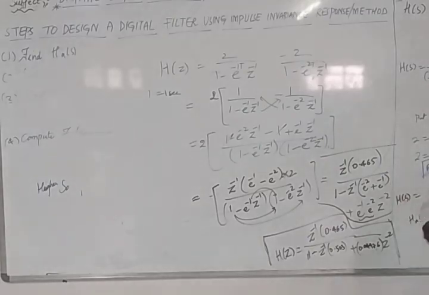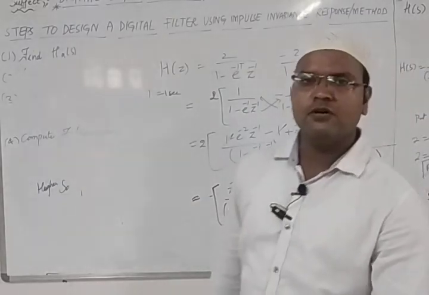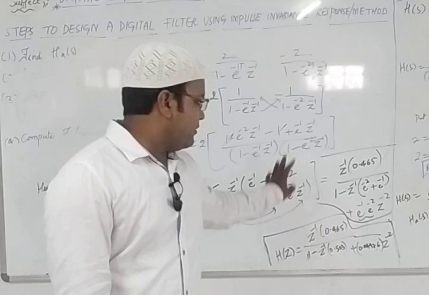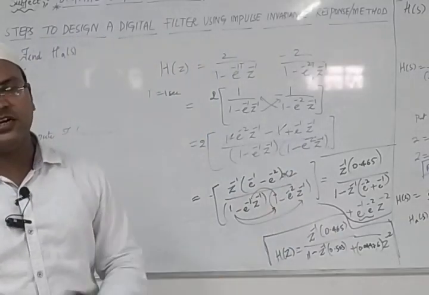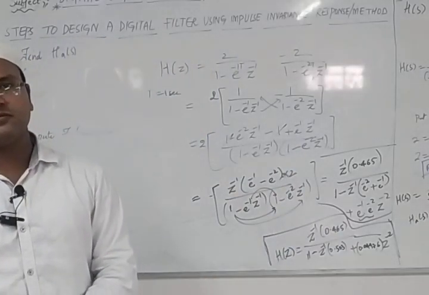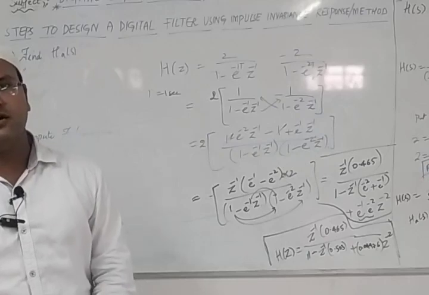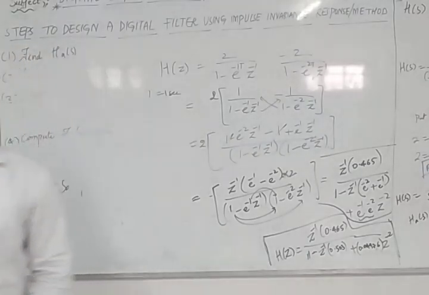We wrote H of z in terms of the numerator and denominator directly. This is for digital filter designing by using the impulse invariance response or impulse invariant method.